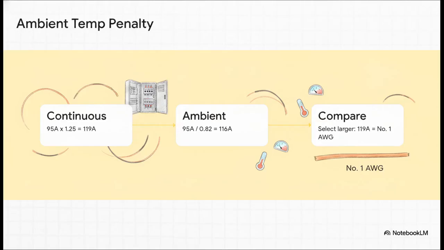Okay, here is the golden rule. You do not apply both of these penalties at the same time. You work them out completely separately and let them fight it out. In step 1, we calculate the continuous load penalty. 95 amps times 1.25 equals 119 amps. In step 2, we calculate the ambient temperature penalty. Using our code tables for THHN at 120 degrees, our correction factor is 0.82. So 95 divided by 0.82 equals 116 amps. Step 3, you just choose the larger resulting number. The 119 amps wins out, meaning we must pull a number 1 AWG copper wire.